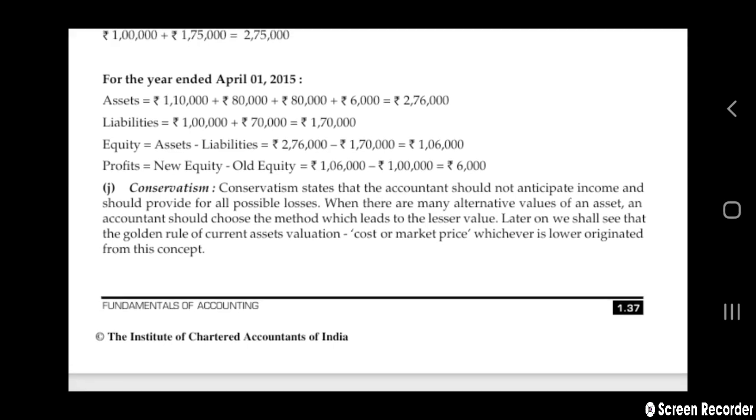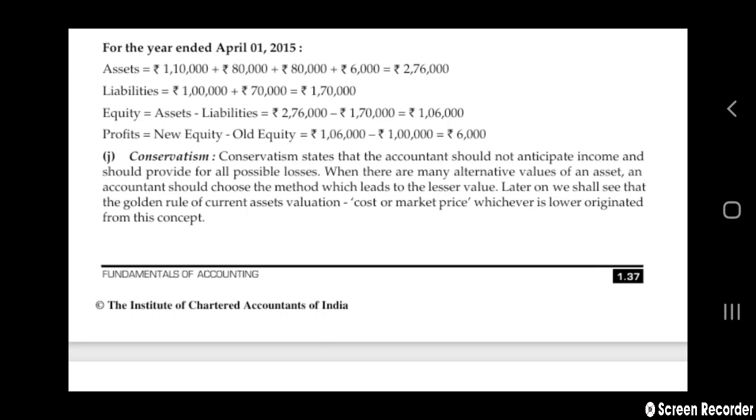Next is conservatism. Conservatism states that the accountant should not only anticipate income but should provide for all possible losses. They should also give all possible losses that have happened to the company. They should give this information to the manager of the company.